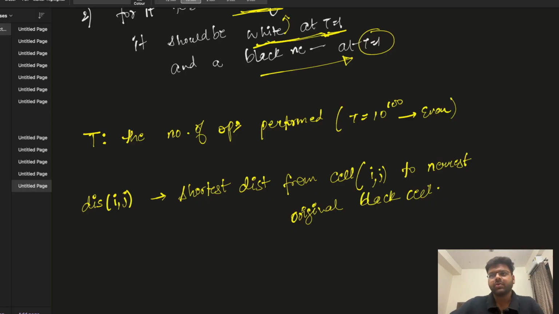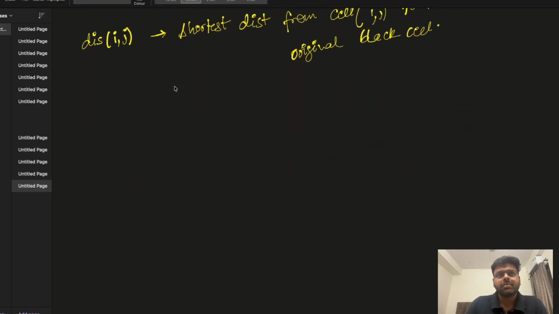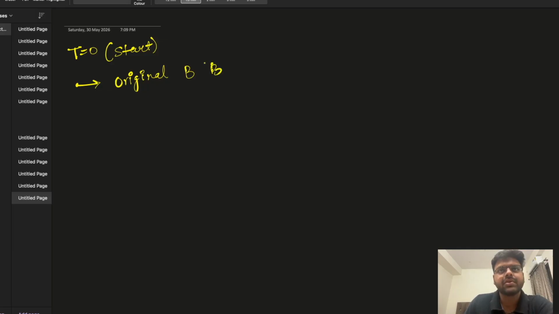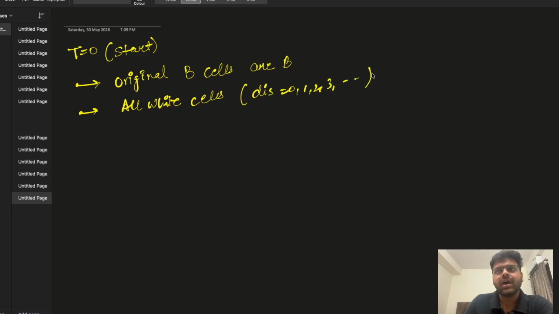Don't worry about this, I will give you a dry run with the time instants, and then you will be able to understand it better. So let me explain with the help of a time frame diagram what exactly is happening in this question. If we talk about the t equal to 0 instant, let's make it as the start. What would be happening is the original B cells, where B is a black cell I'm writing here, are black, and all white cells, including those at distance 0, 1, 2, 3, are white.